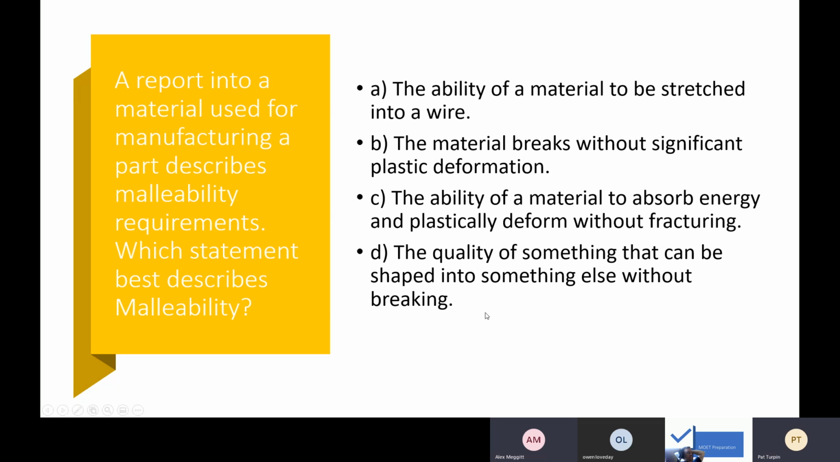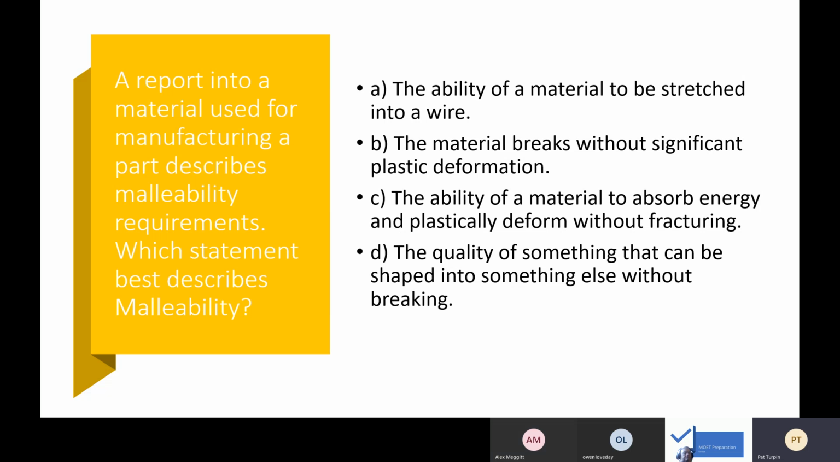That one, a report into a material used for manufacturing a part describes malleability requirements. Which statement best describes malleability? D. No, I won't put that. I was going to say C or D. Well, weirdly, it's B. Is it? Yeah, the material I would have said D as well.